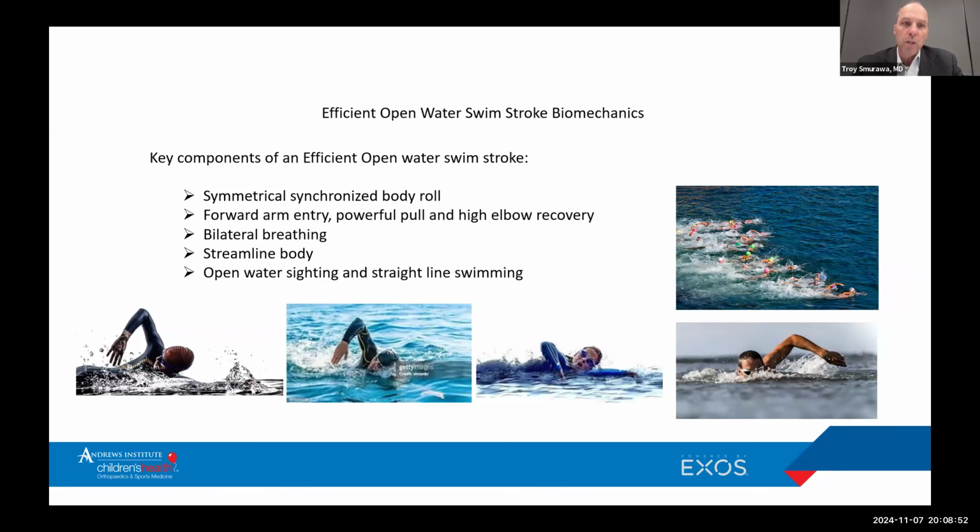That means that you're rotating to the left and to the right, and it's synchronized with your upper and lower body. So you want your hips and pelvis to be rotating concurrently and synchronized with your arms and shoulders. And we talked about the phases of the stroke. The beginning phase, the forward arm entry. You want to make sure the arm is entering in a forward position, that you have a powerful pull through and have a high elbow recovery.